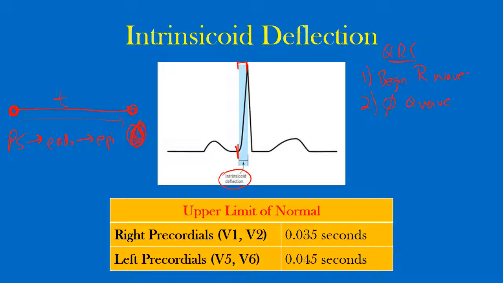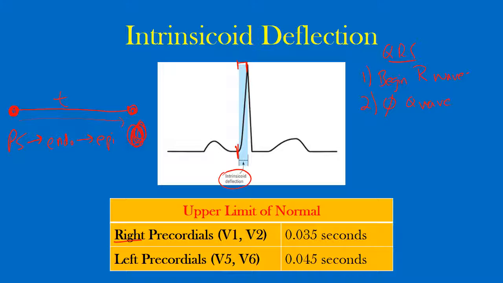Okay, take a look at this table, and I'm showing the upper limits of normal. And note that here the intrinsicoid deflection is shorter in the right precordial leads, that's V1 and V2, compared to the left precordial leads, V5 and V6. And this is because the right ventricle is thinner than the left ventricle. So it takes less time, as we said, to get from the Purkinje system to that electrode. The right ventricle is thinner, so the impulse will get through it faster, making the time lower.